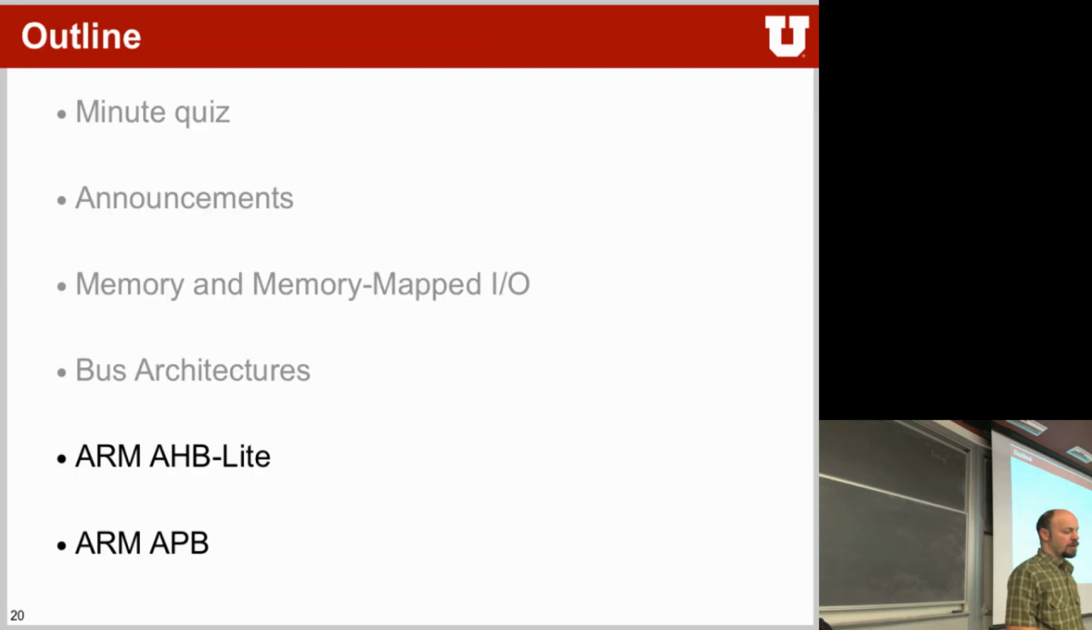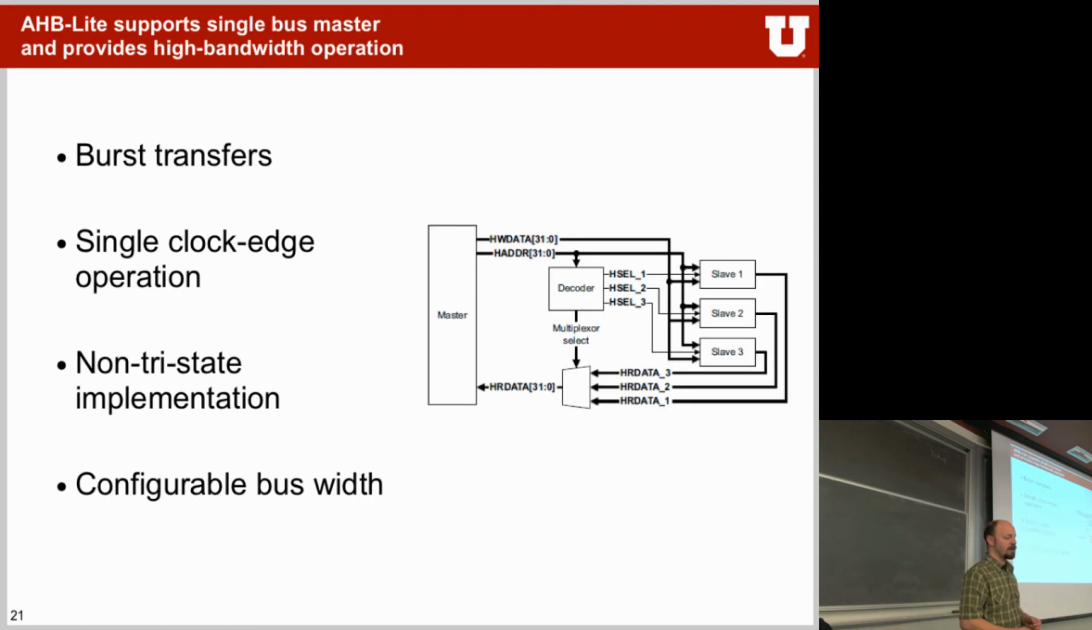So let's first look at the ARM AHB-Lite version. We're not looking at the AHB directly, we look at the Lite. The difference between the Lite and the AHB is that AHB-Lite is a single master mode. It doesn't offer multi-master, which makes a lot of things a lot easier. It still supports burst transfers. It's a single clock-edge operation, has a non-tri-state implementation, and has a configurable bus width.